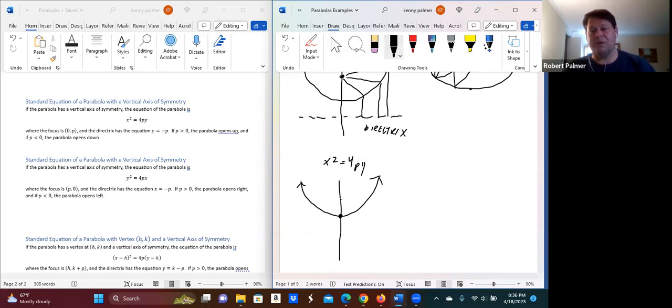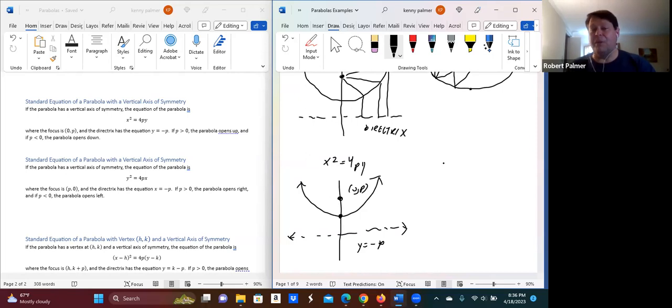Okay, that's the bottom, the vertex. Now the focus right here has coordinates 0, p, and then the directrix has the equation y equals -p. So that's an equation like this. This one opens either up or down, and if p is positive, it opens up. If p is negative, it opens down.